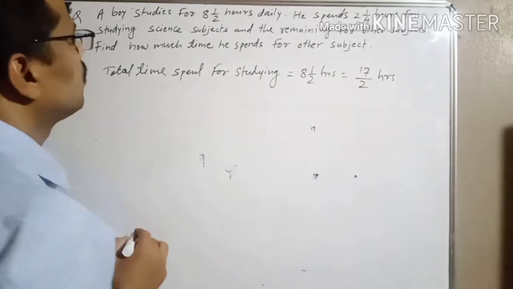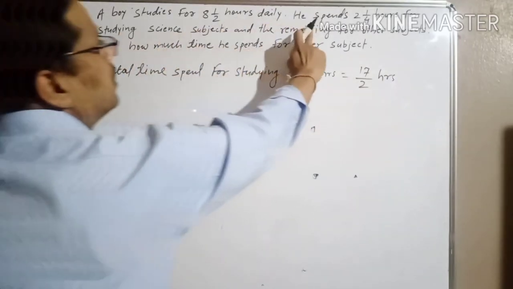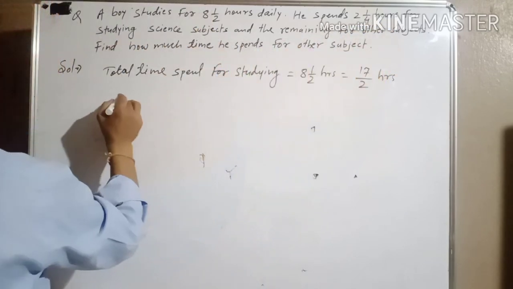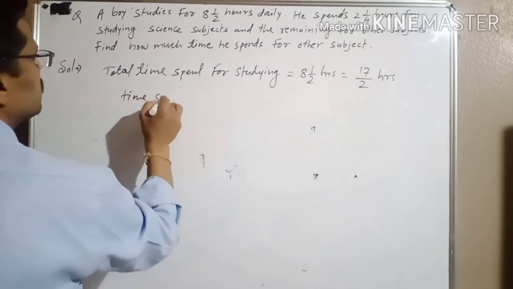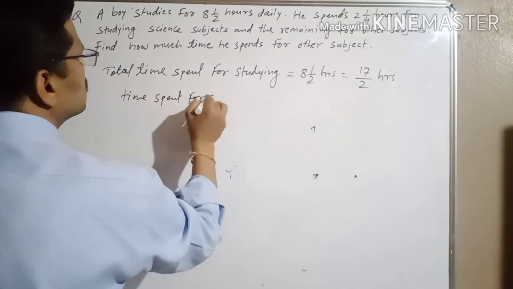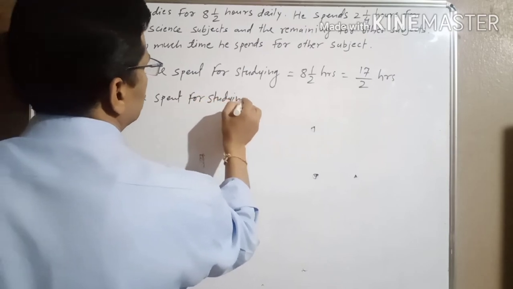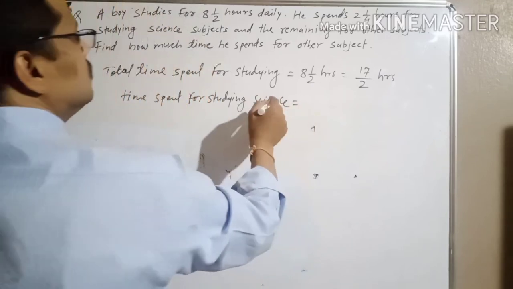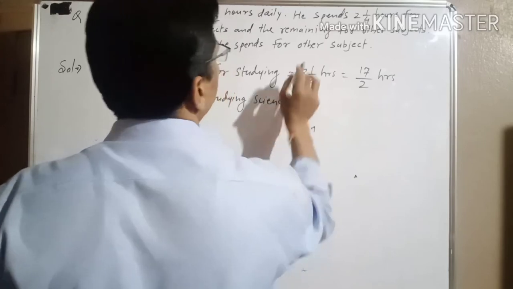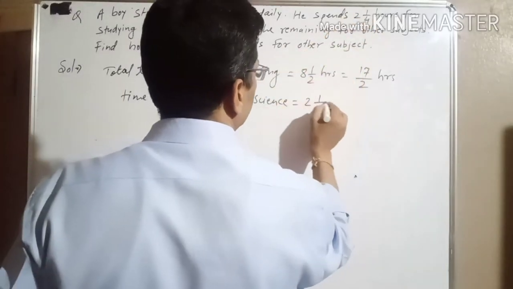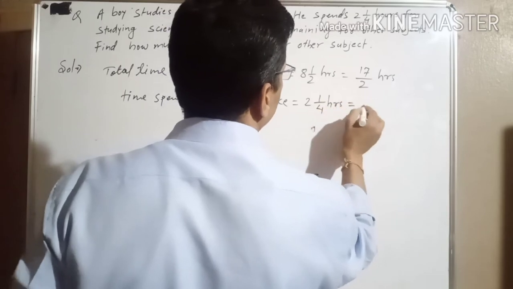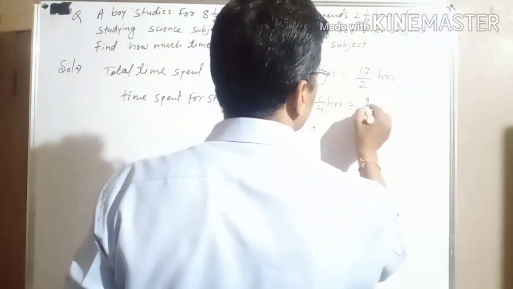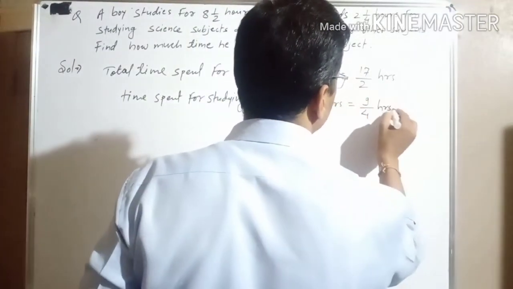Is that clear? Now, he spent 2 whole 1 upon 4 hours for studying the science subject. We can write here the time spent for studying science. How much time is spent? 2 whole 1 upon 4 hours. So we can write here 2 whole 1 upon 4. This is also a mixed fraction. We can convert it into an improper fraction: 4 2s are 8, 8 plus 1 is 9. 9 upon 4 hours. Is it clear?